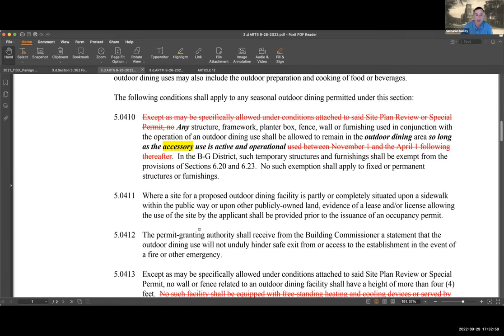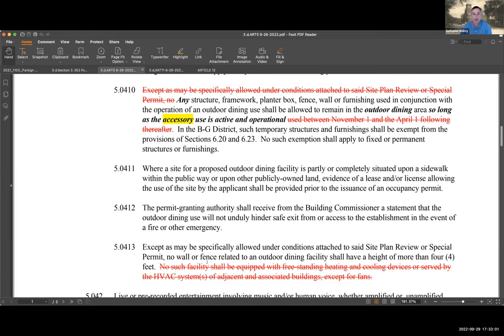Further down in the section, it originally said no such facility, so the outdoor dining area couldn't be equipped with freestanding heaters or coolers or served by an HVAC system from a neighboring building. During the pandemic we allowed the heaters and we realized it extends the dining. It actually keeps people downtown longer. So we deleted this to go with these changes up above.